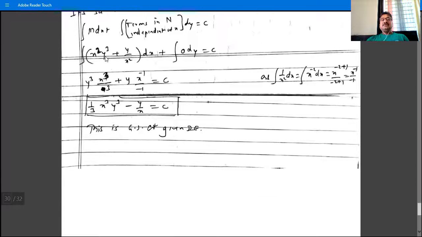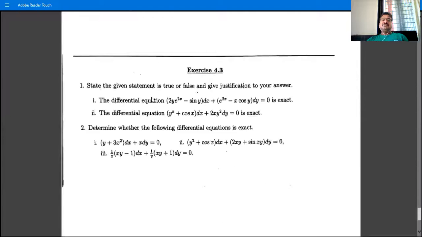So we just integrate this: y cube is constant, x square gives x cube by 3, and then 1 by x square. How can you find the integration of 1 by x square? 1 by x square means x raised to minus 2, and by using the rule x raised to n, we get x raised to minus 2 plus 1 divided by minus 2 plus 1, that is x raised to minus 1 divided by minus 1, which means minus 1 by x is the integration. So this is the general solution.